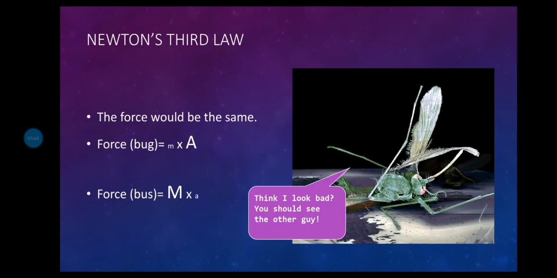Well, the answer is the force would be the same, which is surprising. But in fact, we have learned in Newton's second law that the force equals the mass times the acceleration. In the case of the bug, we have a very small mass but a huge acceleration, while in the force applied by the bus, the mass is huge but the acceleration is very small. Both of them are equal. One of them is the reaction to the other. They are equal but opposite in direction.